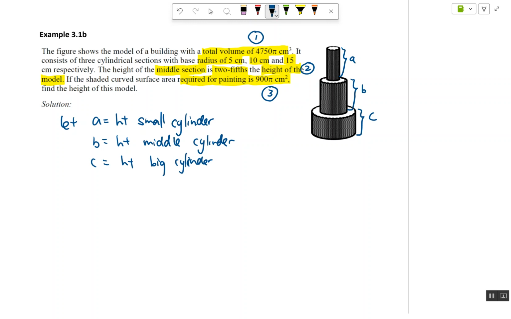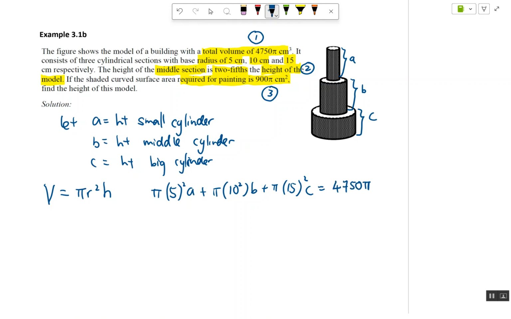So let's take a look at number 1. The total volume is this. The volume of a cylinder is pi r squared h. All these mensuration formulas you have to know at the back of your head. So the smallest one, the radius is 5, pi 5 squared times A, plus pi 10 squared times B, plus pi 15 squared times C. I'm just trying to tell you that the 10 squared and the square on the outside would be the same meaning.